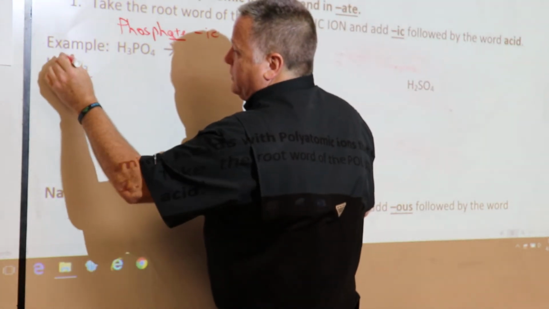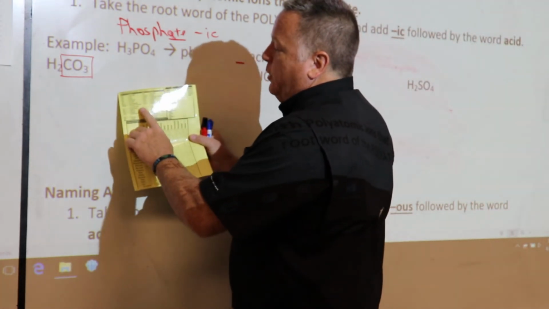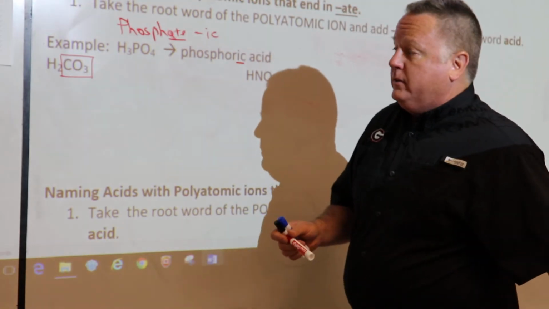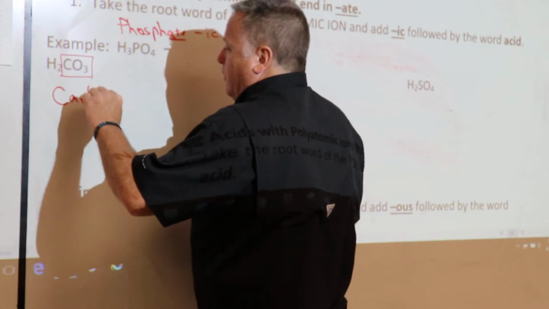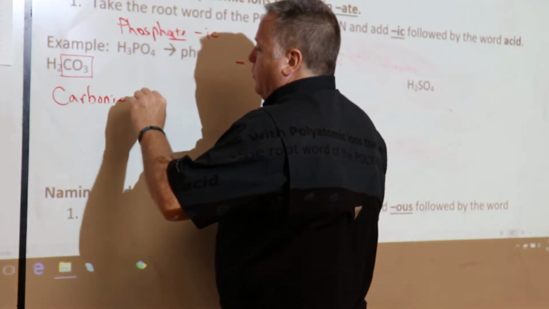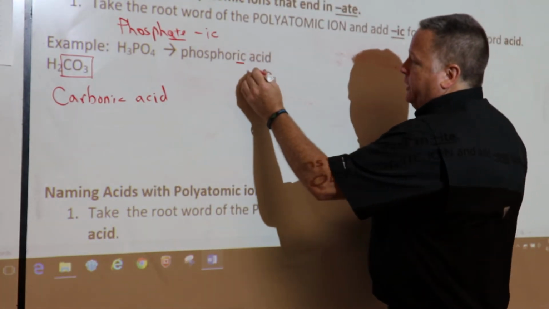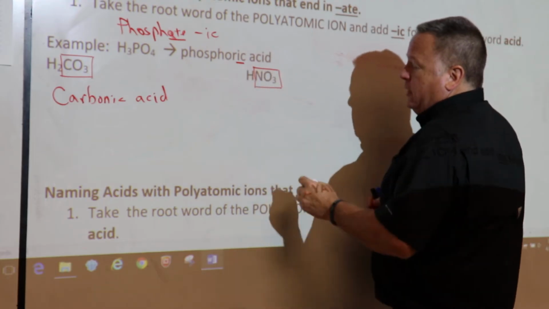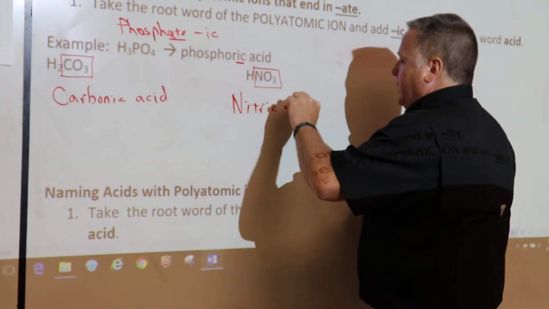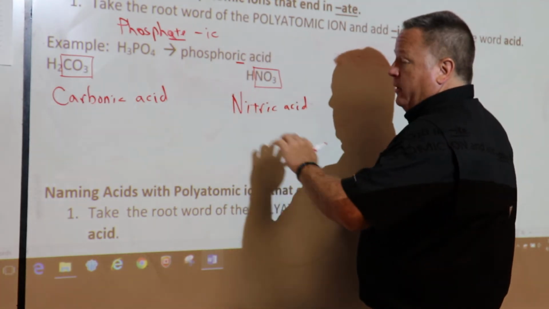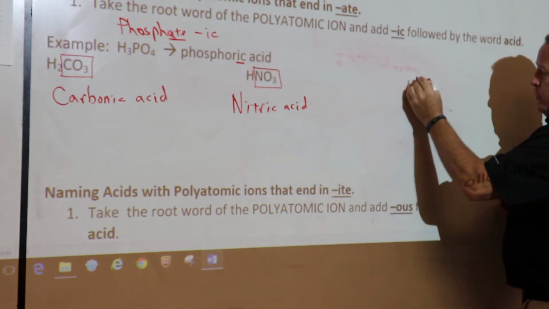For the next one, the only thing we need to worry about is this. We're going to find CO3 on the polyatomic ion sheet. And you'll find that CO3 is carbonate. So carbonate becomes carbonic acid. Next one is nitrate, NO3. Nitrate becomes nitric acid. No hydro because these are oxyacids. This one is one we commonly use.